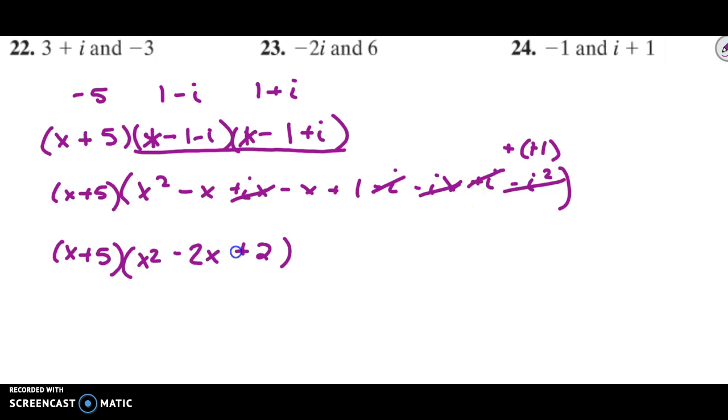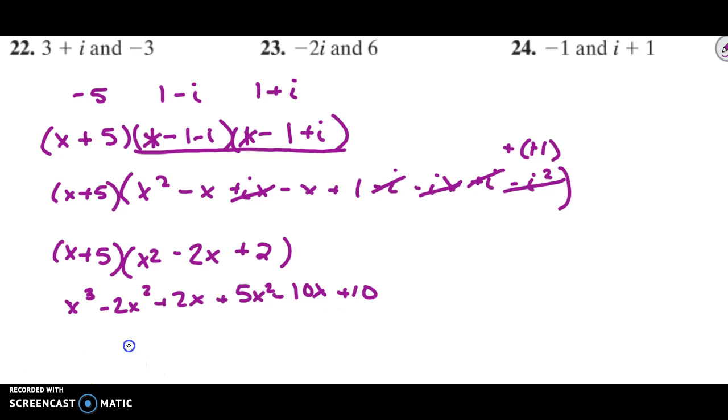Now I just need to distribute the x plus 5 to the x squared minus 2x plus 2, and we're done. So x times x squared is x cubed. x times negative 2x is negative 2x squared. x times 2 is 2x. 5 times x squared is 5x squared. 5 times negative 2x is negative 10x. And 5 times 2 is 10.